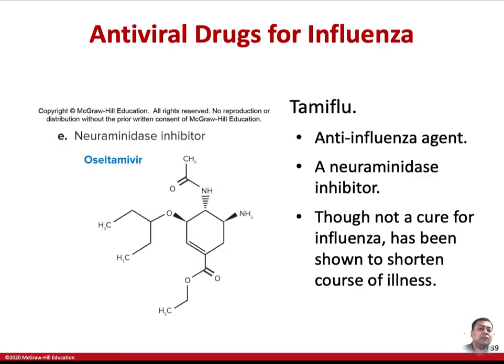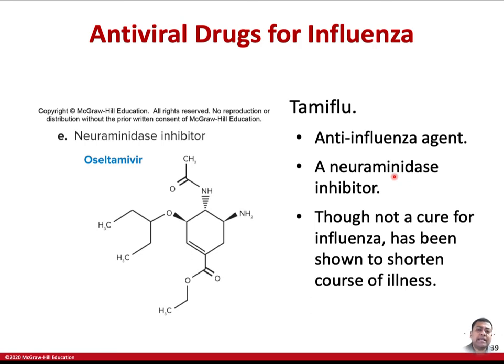Let's first take a look at some of the antiviral drugs which treat influenza, Tamiflu, or oseltamivir, which is a neuraminidase inhibitor. This is an anti-influenza drug, and it is not a cure for influenza, but it has been shown to shorten the course of illness, and you have to administer this drug within about 48 hours after you get the flu infection. The way it works: when the influenza virus buds out of the cells, at that time it is attached onto the plasma membrane by some specific glycoprotein.